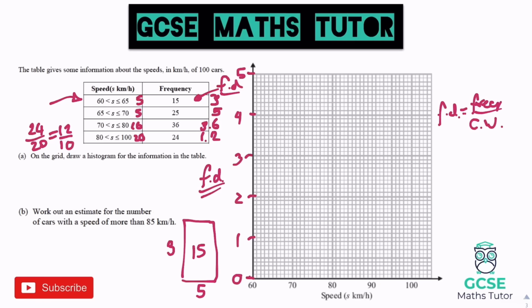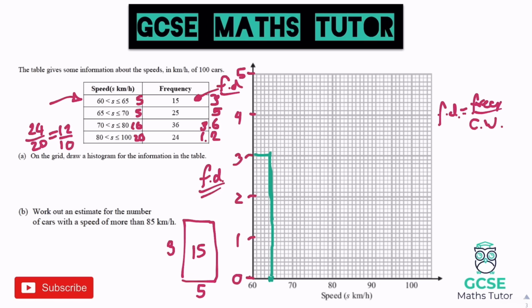So if we draw this in, just make sure you get the widths right. That first speed there is 60 to 65, so my width is going to be 5, so it's only going to be this wide here. Let's have a look, is that enough? 1, 2, 3, 4, another square along 5, and that's going to go up to 3. Not very well drawn there, obviously using a ruler and a pencil, but there's your first bar.